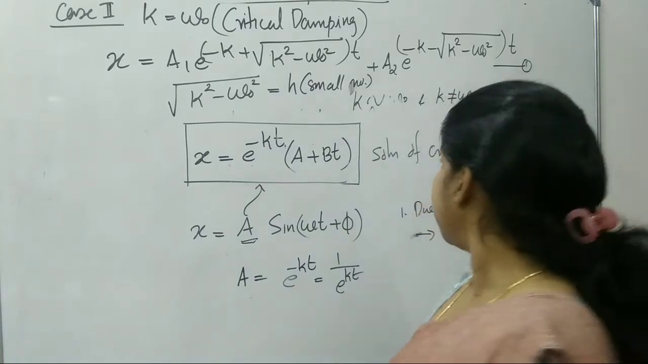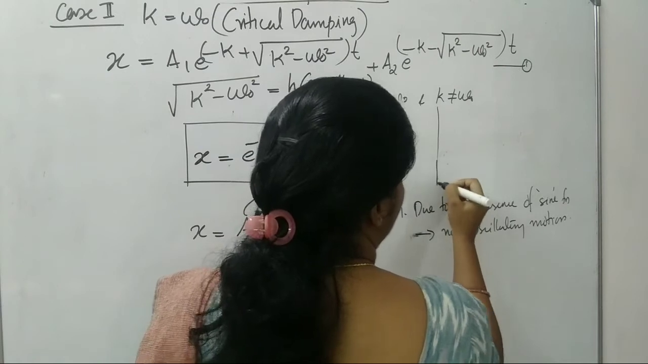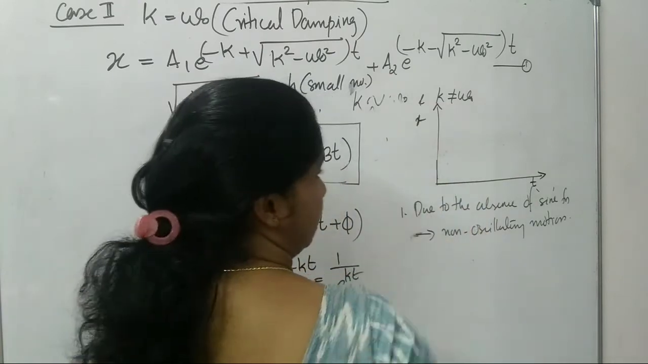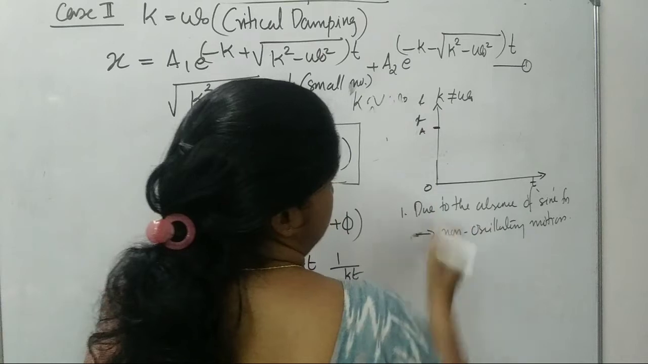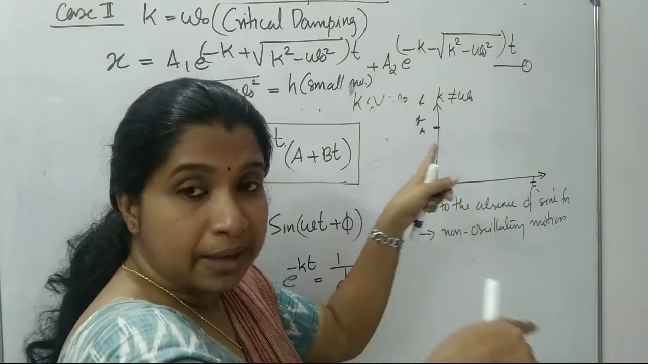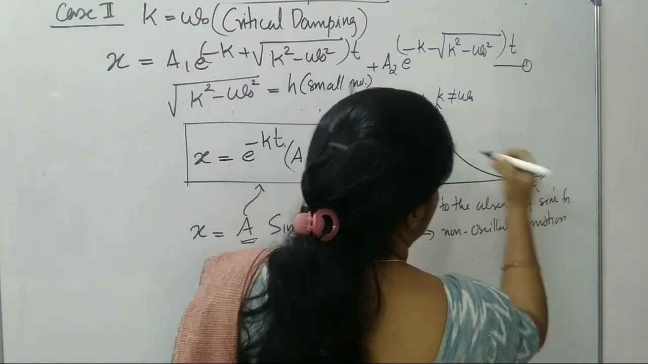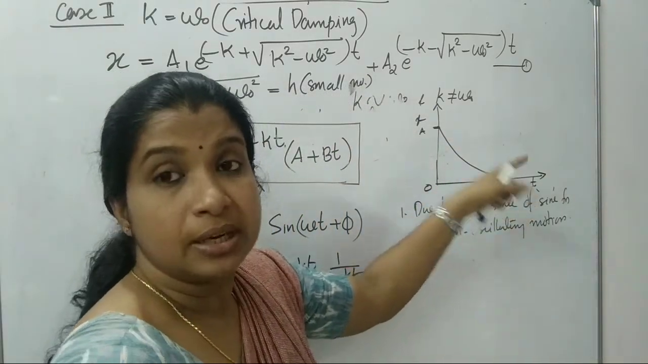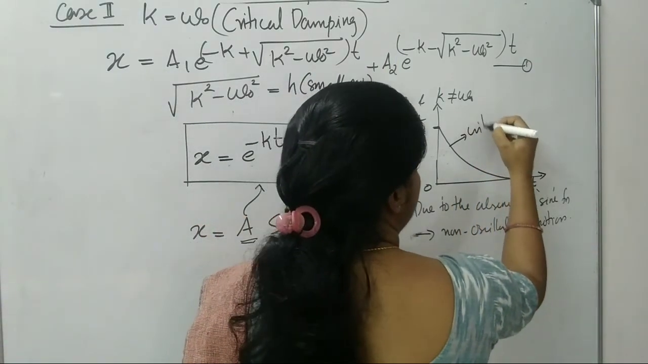This is critical damping. If we draw the graph of this critically damped motion, in the x-axis we take time and in the y-axis the displacement. This is x equal to 0, the equilibrium position, and this is the extreme position. When we release the body from the extreme position, it comes back to the equilibrium position faster than overdamped motion. This is critically damped motion.